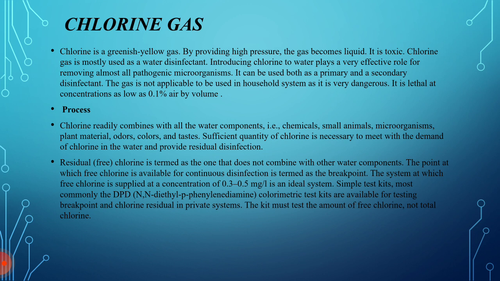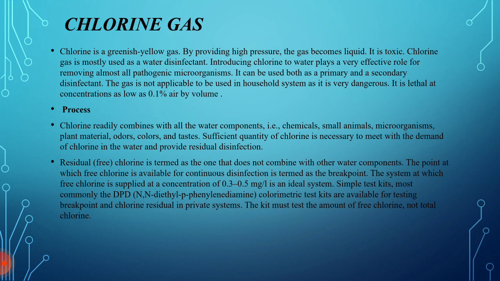Chlorine gas. Chlorine is a greenish-yellow gas. By applying high pressure, the gas becomes a liquid. It is toxic. Chlorine gas is mostly used as a water disinfectant. Introducing chlorine to water plays a very effective role by removing almost all pathogenic microorganisms. It can be used both as a primary and as a secondary disinfectant.